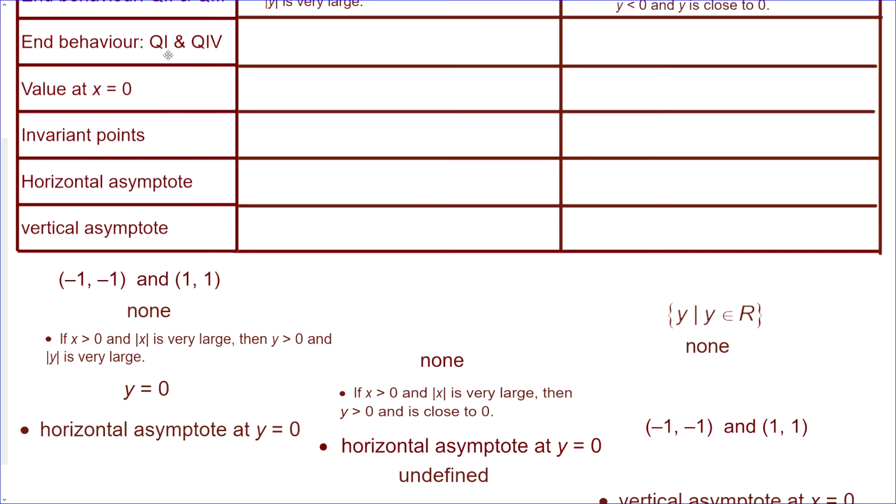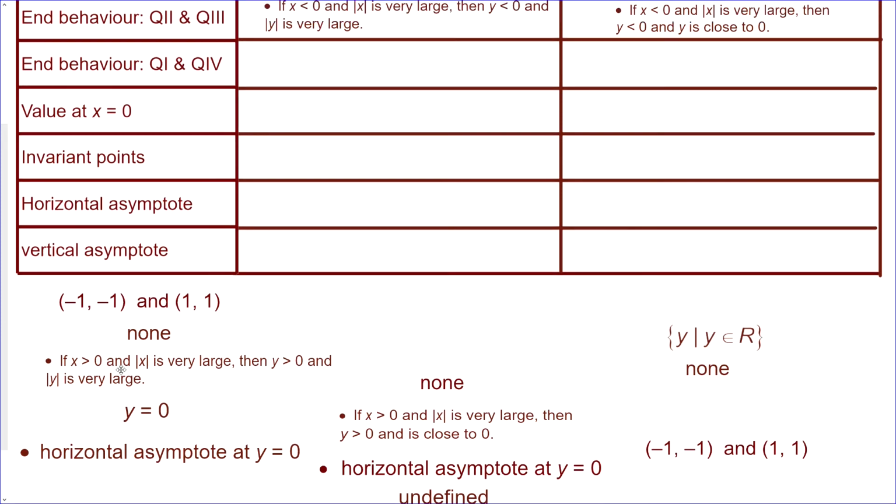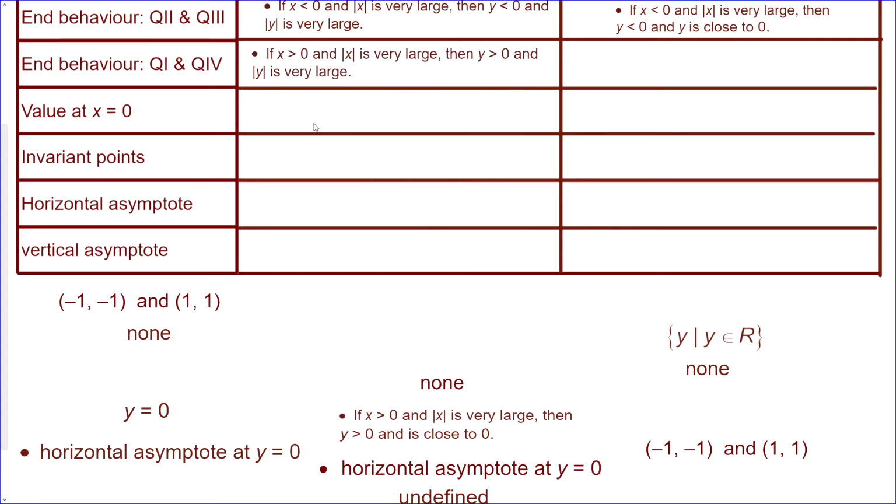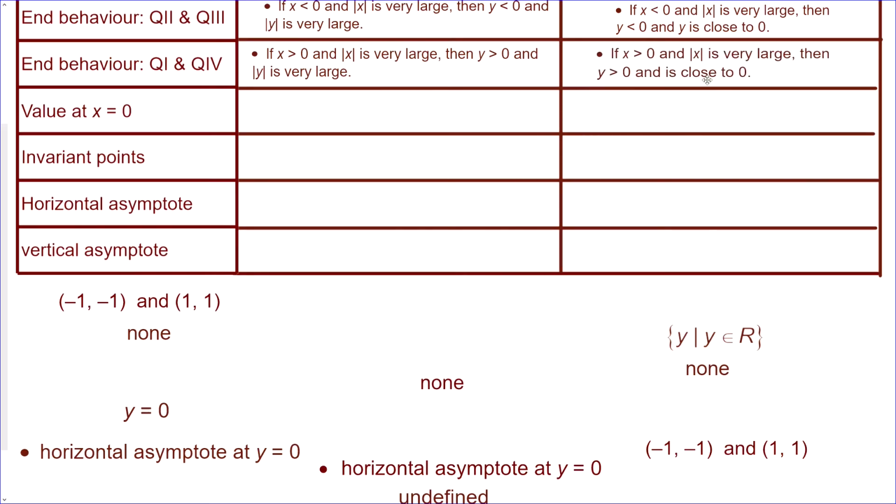And in quadrants 1 and 4, on the right quadrants of our Cartesian plane, what's the graph doing? That would be when x is greater than 0, absolute value is very large, and y is greater than 0, and the absolute value of y is very large. So that would be that one. And this one is close to 0, so that would be this one. Value at x equals 0, well then y equals 0. This one here, undefined.